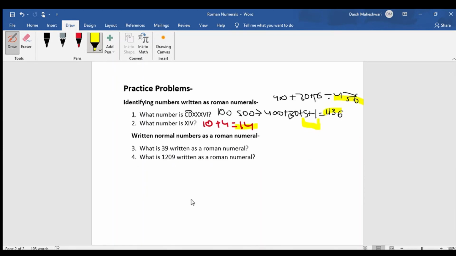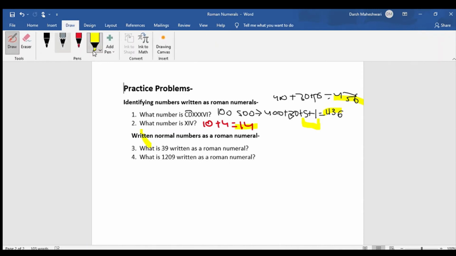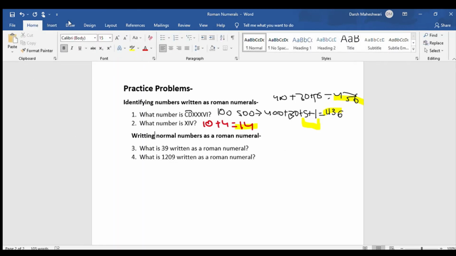Now we're going to do writing normal numbers as a Roman numeral. Sorry about that.